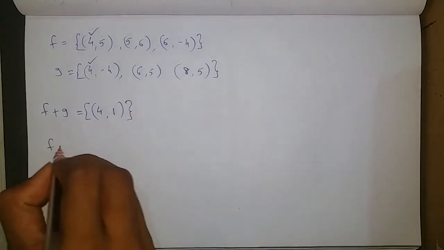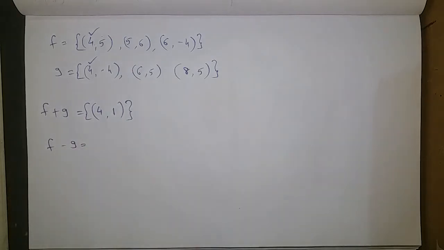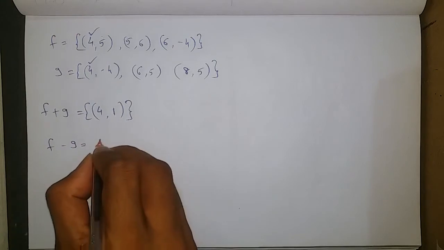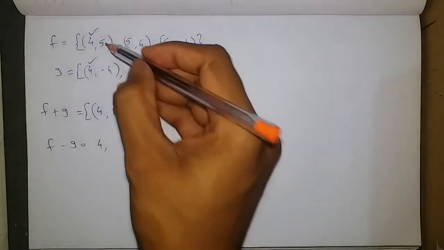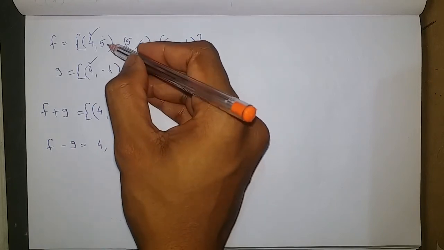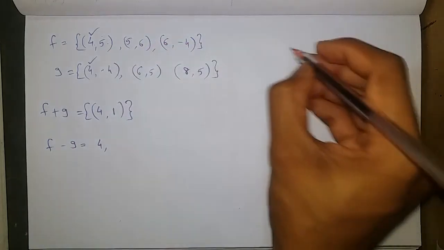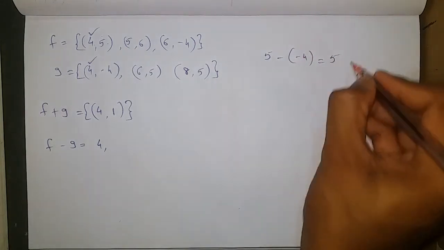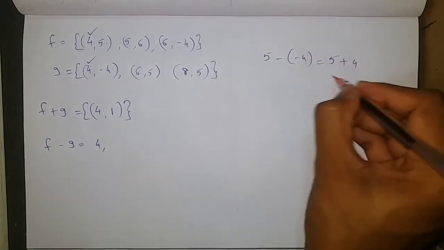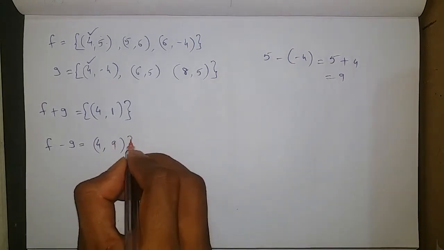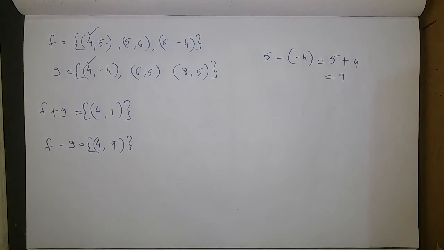Next, f minus g. Here also same again, only one will be having the same domain, so that is 4, as it is. Now this 5 and minus 4 we need to do subtraction. So 5 minus minus 4, 5 minus of minus plus 4, it will be 9. So 4 comma 9.